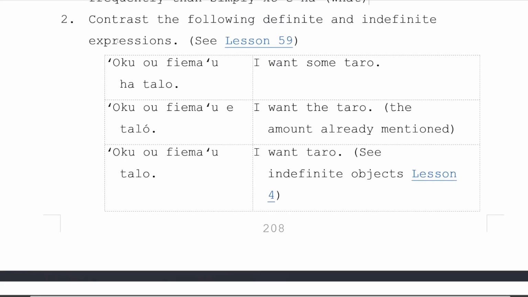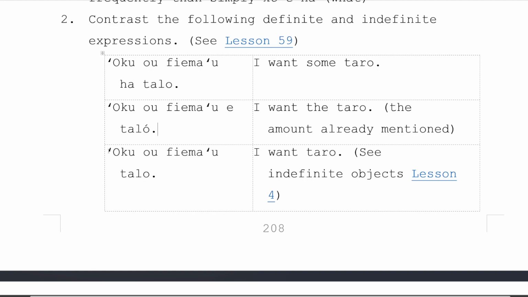Now, like we saw in the dialogue, these are different variants. So we can see when we use ha, we get, I want some taro. When we use e, the definite marker, we get, I want the taro. And this means the amount already mentioned, the specific taro that I'm referring to. And that comes from this definitive accent on the final O, right? This gives us a certain amount of definitiveness in conjunction with the definite marker, which sort of conveys the idea of the very specific amount of taro that I'm referring to.